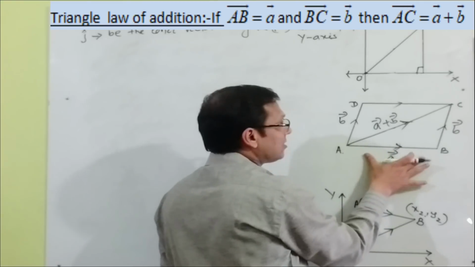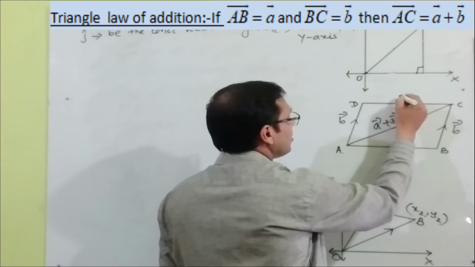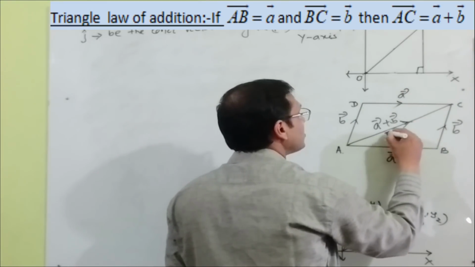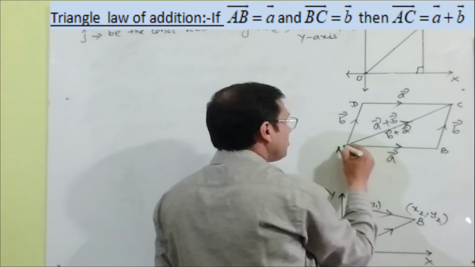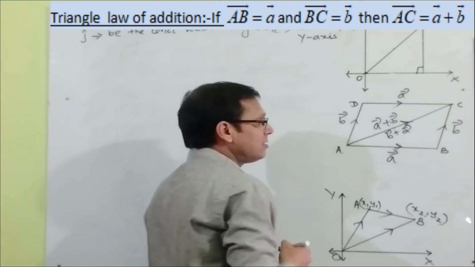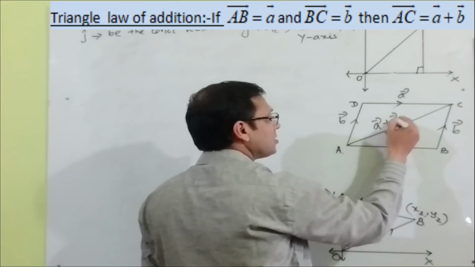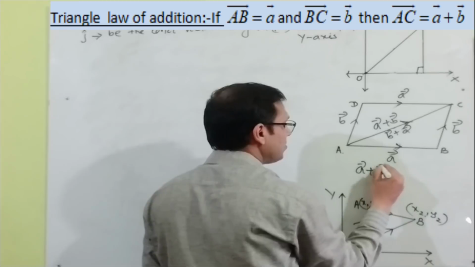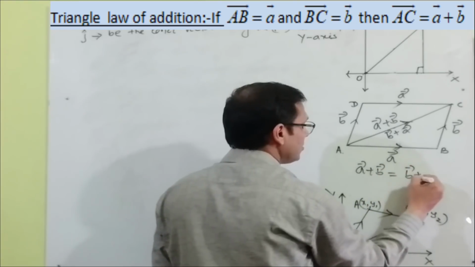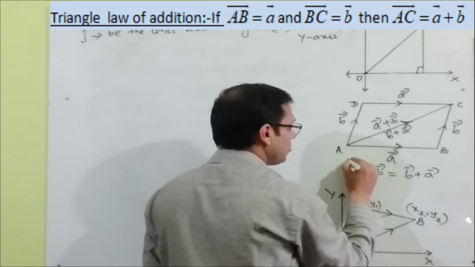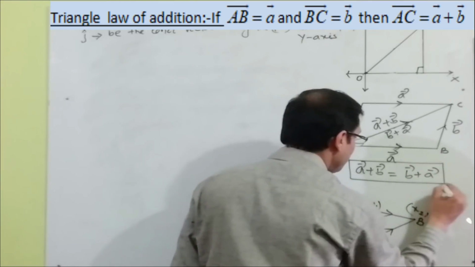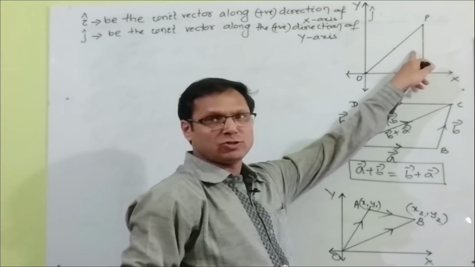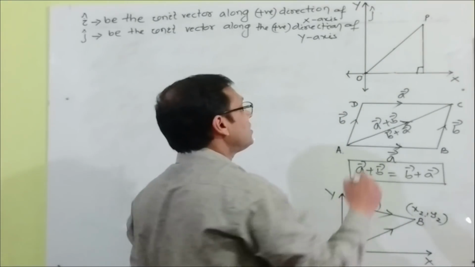This one is vector a. That's why DC vector is also vector a. So this plus this, b plus a, is also represented by AC. So AC vector is equal to a plus b as well as b plus a. That means a plus b is equal to b plus a. So the commutative law holds good in the case of vector addition. Now we'll go to the position vector of any point whose coordinates are given.